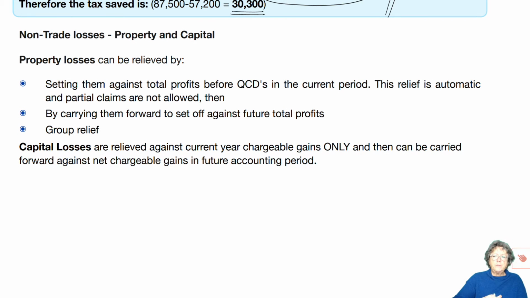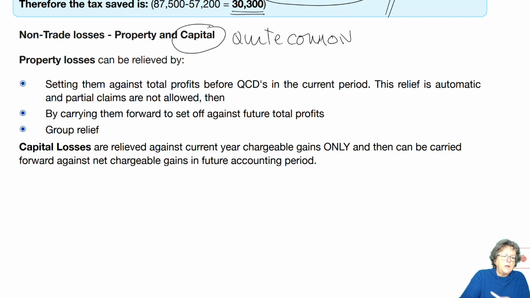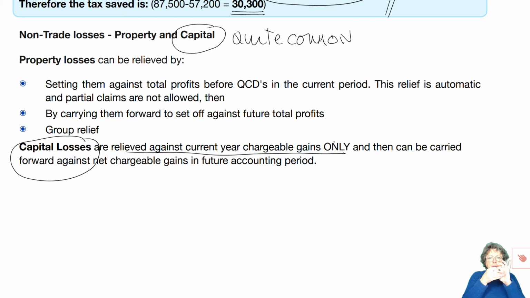We have also potentially 2 types of other losses, which are non-trade losses, which are property and capital. They're quite common in exam. Particularly the gains. That one is always against capital losses. So capital losses are only relieved against gains. Capital stick together. You cannot have that relief against anything else.